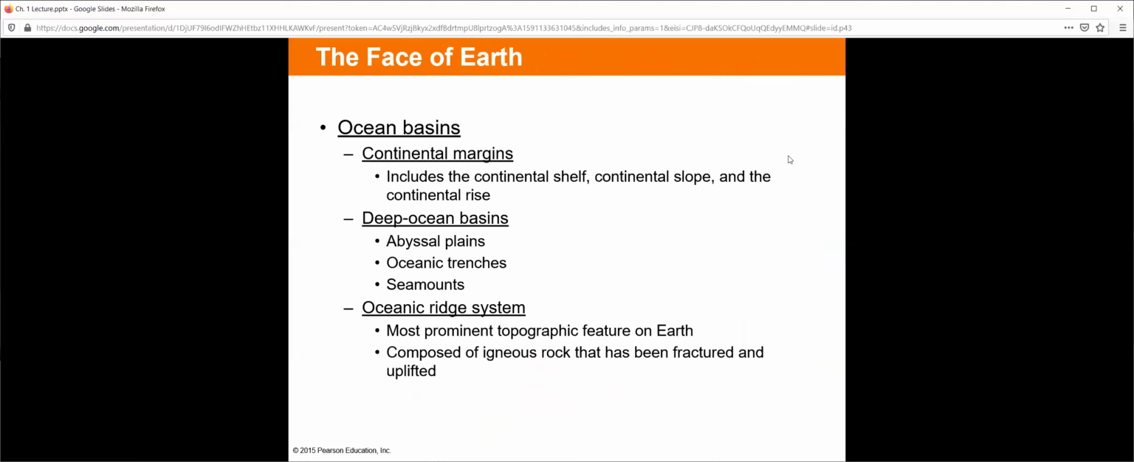Ocean basins, that's right where the ocean is. No surprise there. They comprise mainly of continental margins, which is where the ocean and the continents meet, deep ocean basins, which is the ocean floor, essentially, your abyssal plains, seamounts, what have you, and then oceanic ridge systems. Again, we'll go into this in more detail in later chapters, but your oceanic ridge system is where your ocean crust is actually formed. Mid-Atlantic rift system would be the most prominent example of this, or the Ring of Fire, if you want.